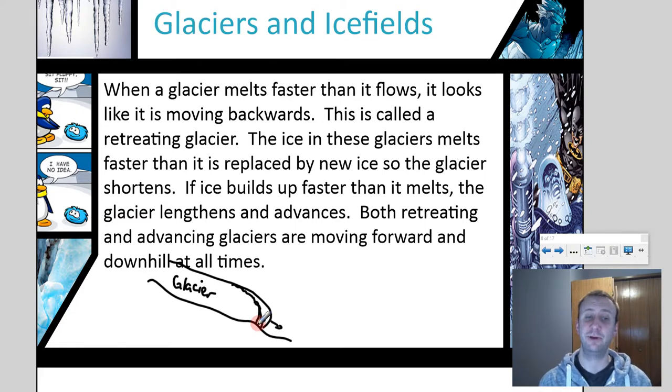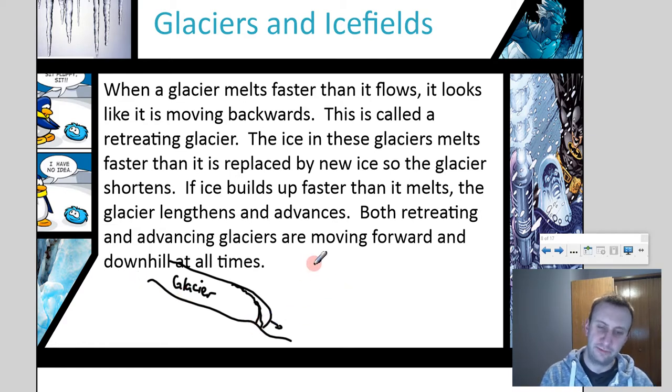However, if the ice builds up faster than it melts, the glacier lengthens and it's an advancing glacier. So if it's building up still and it's always going downhill, glaciers are always going down to the lowest point, then it would look like it is advancing, because it's building up and it's moving downhill. Both retreating and advancing glaciers are moving forward and downhill at all times.